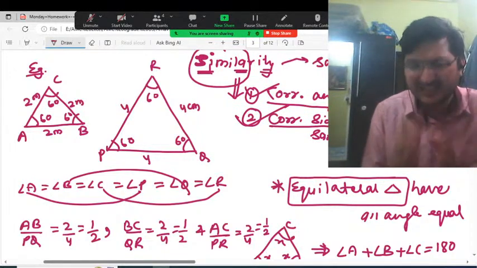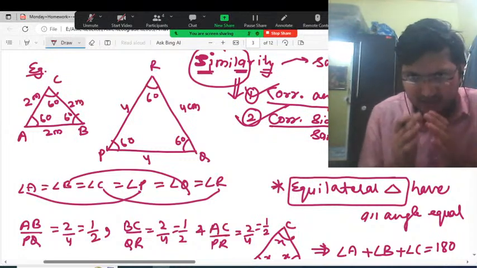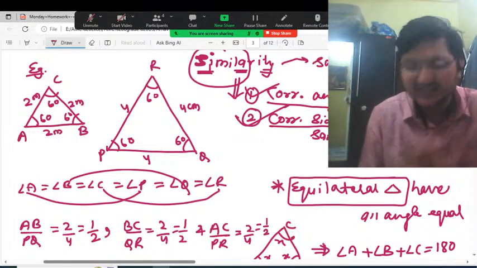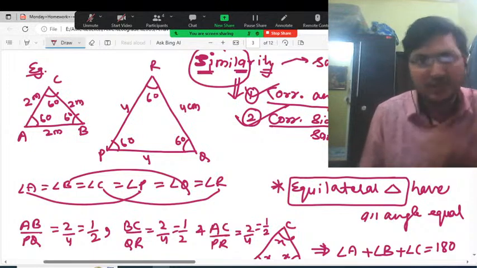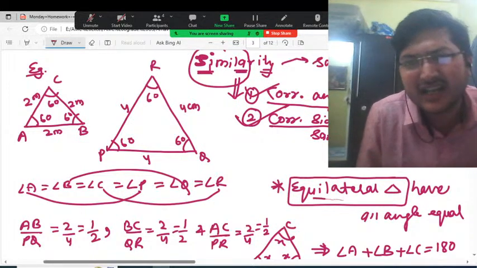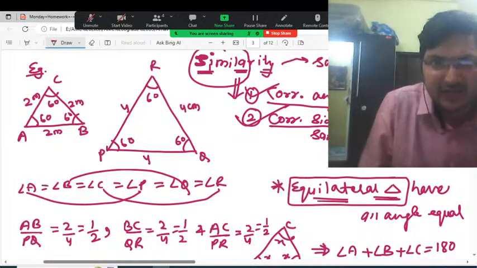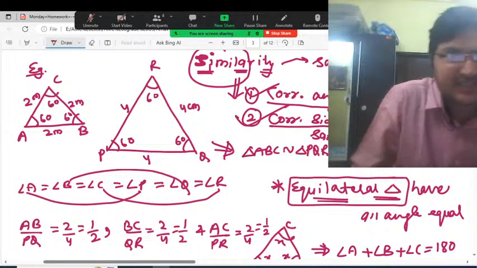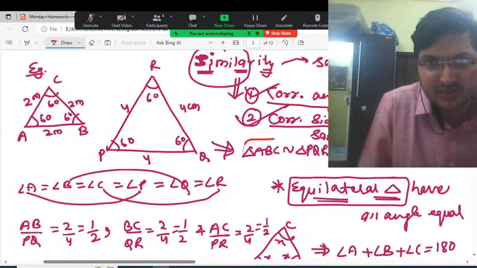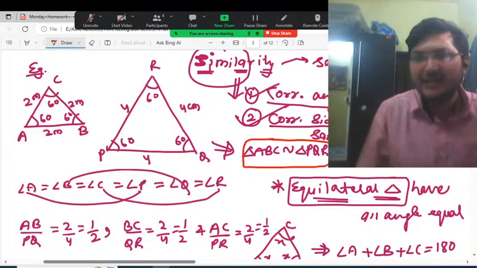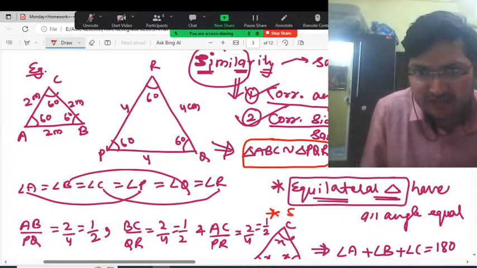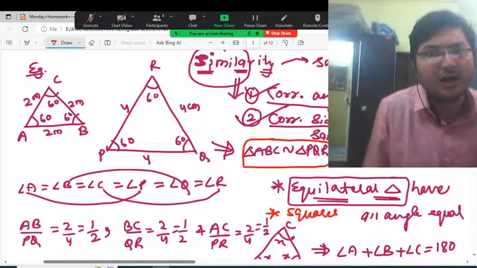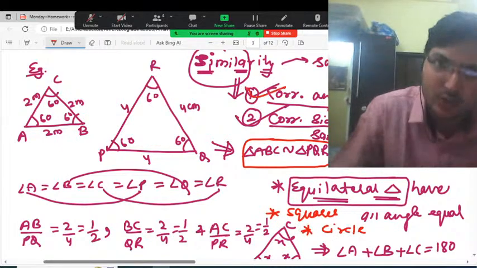And whenever you get such a scenario, you can say that those two triangles are similar. And that is why equilateral triangles are always similar. Whenever they are similar, we use this symbol: triangle ABC is similar to triangle PQR. This is the symbol we use whenever we get two figures to be similar. And not only equilateral triangles, all squares are always similar, all circles are always similar. And for similarity, these are the two rules that we focus on.